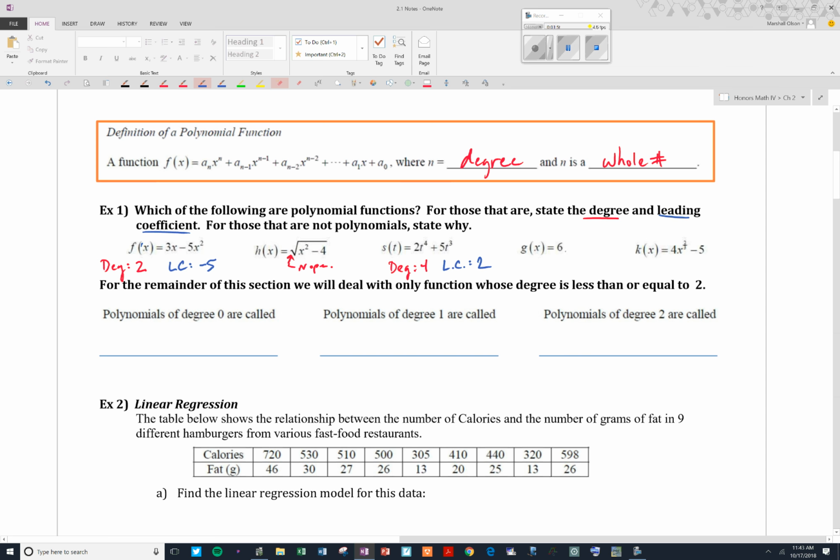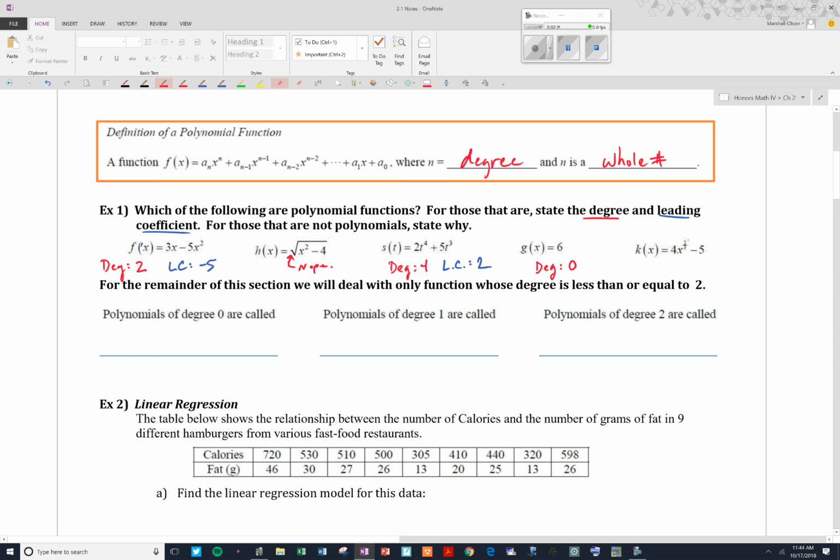That fourth function, g of x equals 6, is a line. It's like y equals 6. That is a function. It's a constant function. When the degree is 0, because if you wanted to have x here, you'd have to have it to the 0. When the degree is 0, then the function is a constant polynomial function. We don't have to call anything a leading coefficient because we just have a constant there.